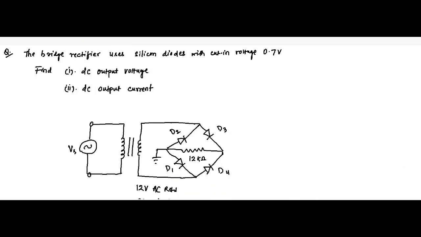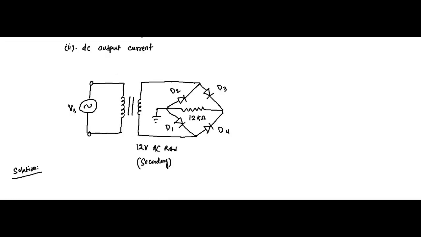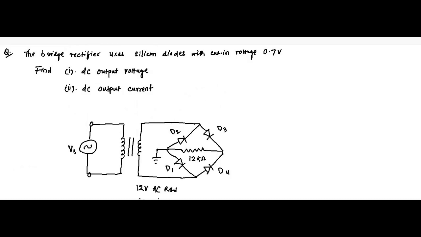Hello friends, so here is another question. Here it is given that the bridge rectifier circuit uses silicon diodes with cut-in voltage 0.7 volt, and the remaining data is given here. We have to find the DC output voltage and the DC output current.